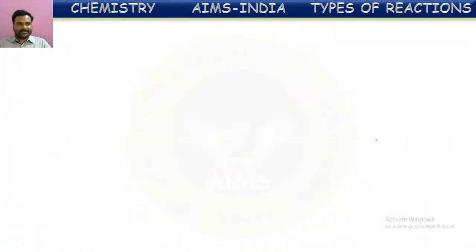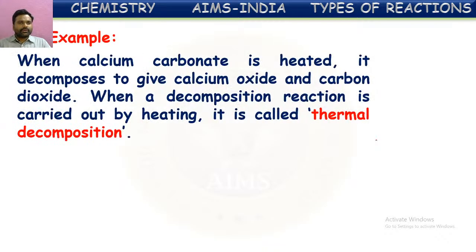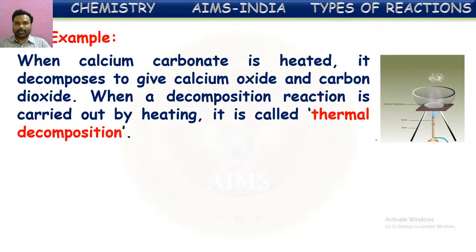Let us see examples for these three. When calcium carbonate is heated, it decomposes to give calcium oxide and carbon dioxide. So here we are heating this calcium carbonate, which is also called limestone. It is taken in a bowl and it is heated strongly. Then this carbon dioxide is coming out in the form of gas, and a white substance remains back, that is calcium oxide. So what is happening here? A substance is decomposed by heating. What is the substance? Calcium carbonate. So calcium carbonate decomposed into calcium oxide and carbon dioxide.